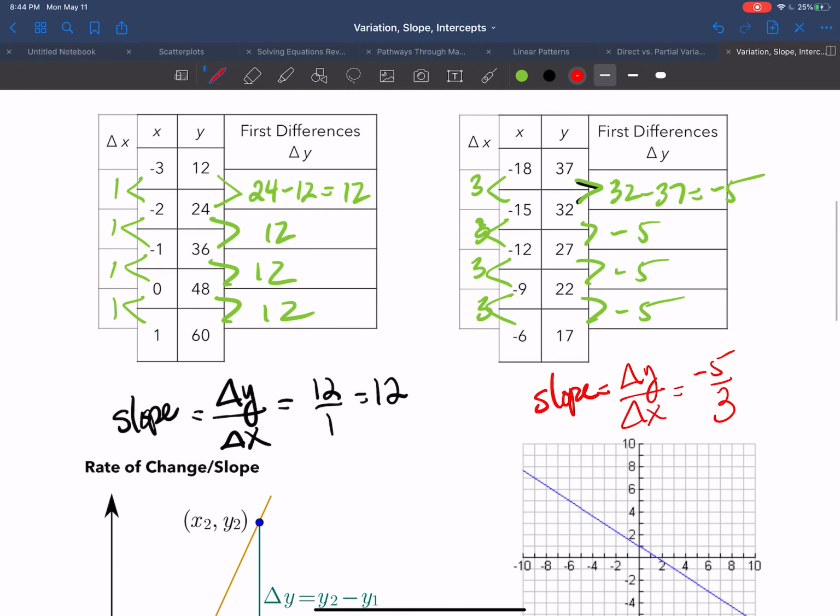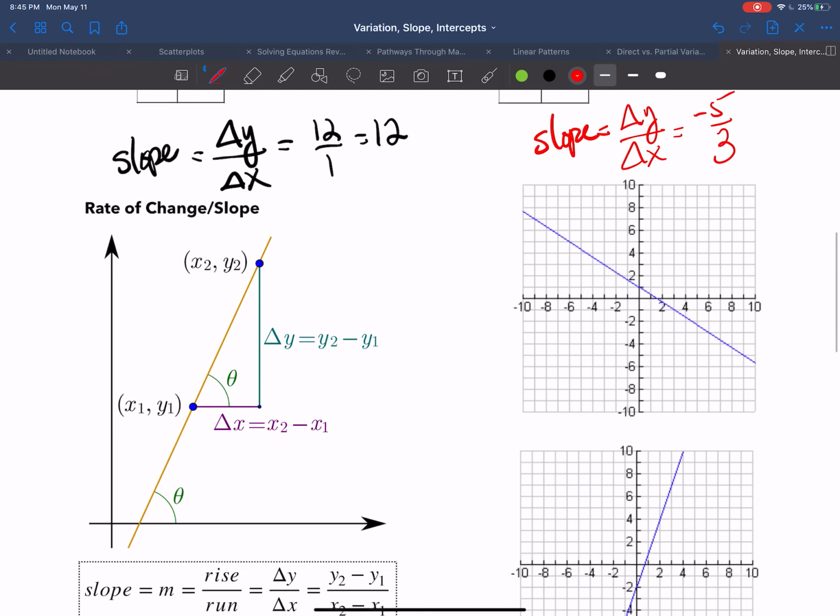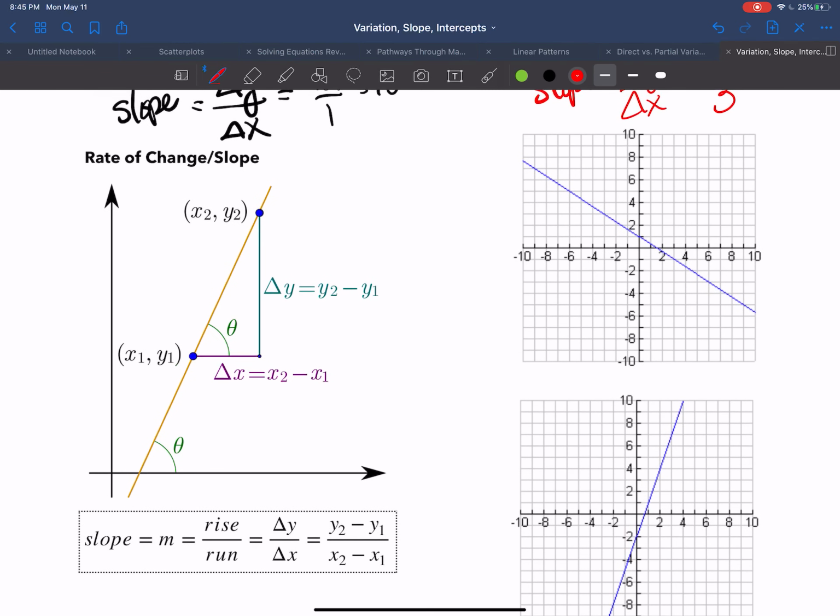You can use your first differences, your delta y and your delta x, to figure out what your slope is. In a graph, we would use our rise and our run. Remember, delta y is rise and delta x is our run. So slope is delta y over delta x, as you can see here. We also call it rise over run, so rise divided by run.